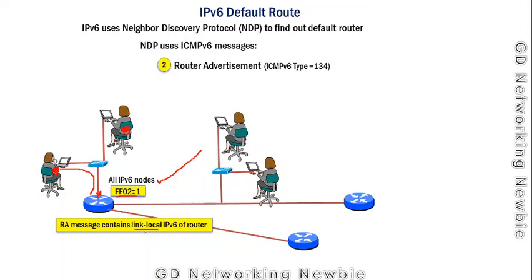So this was a simple introduction to the IPv6 default router and how to get that information. I hope this simple discussion was a bit useful for you.